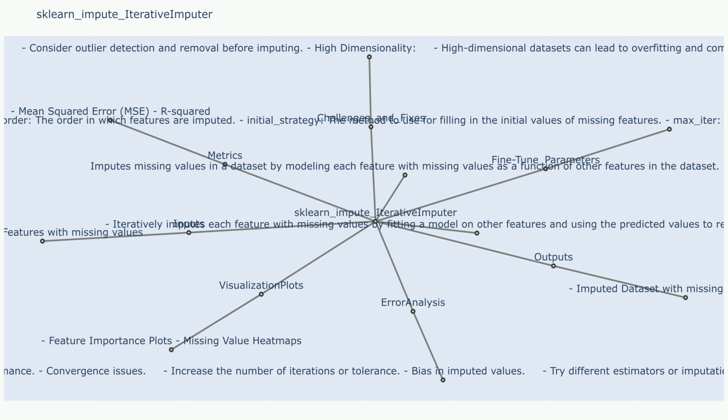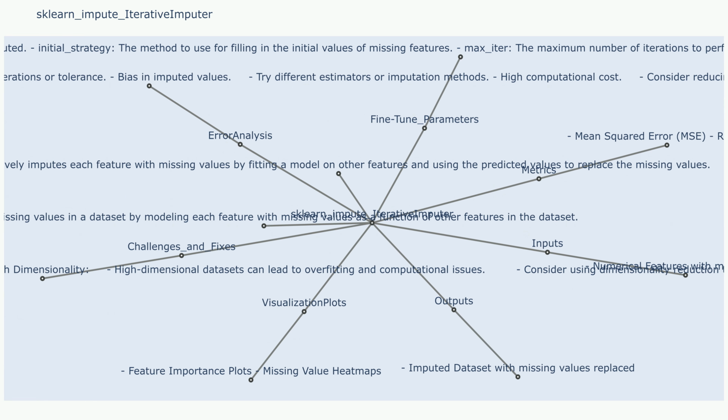Estimator, the estimator used to predict missing values. This can be any estimator that supports the fit and predict methods. Common choices include decision tree regressor, Bayesian ridge, linear regression. Missing values, the value that represents missing values in the input dataset. By default, this is set to NaN, not a number.